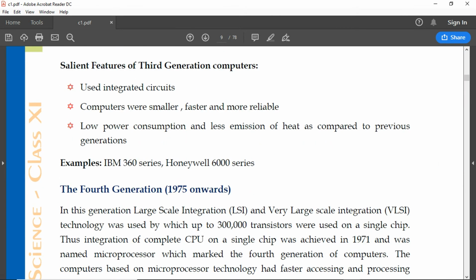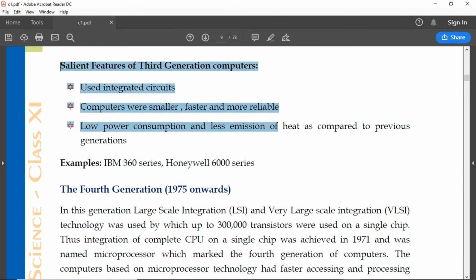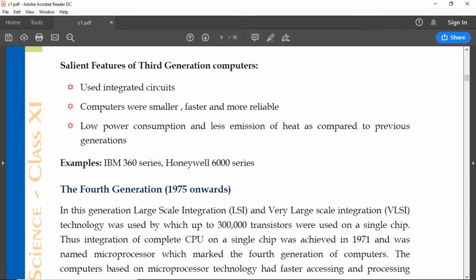Salient features of third-generation computers. Used integrated circuits. Computers were smaller, faster and more reliable. Low power consumption and less emission of heat as compared to previous generations. Examples: IBM 360 series, Honeywell 6000 series.